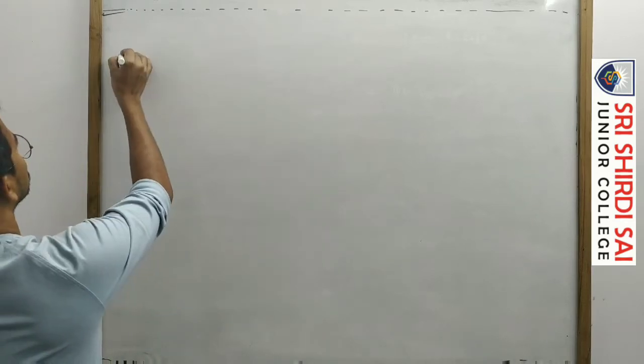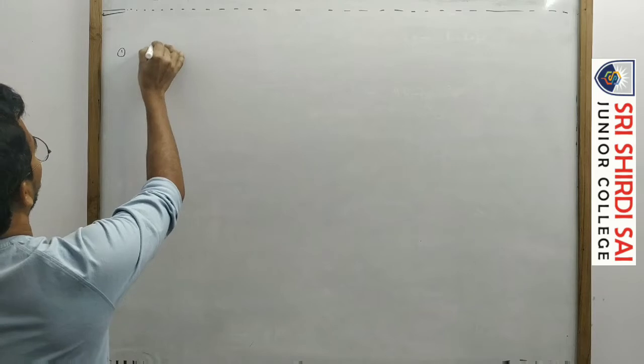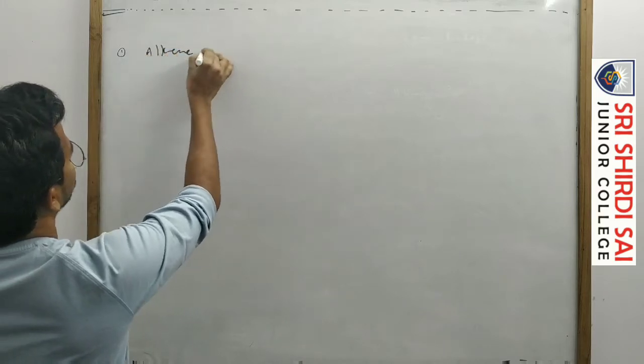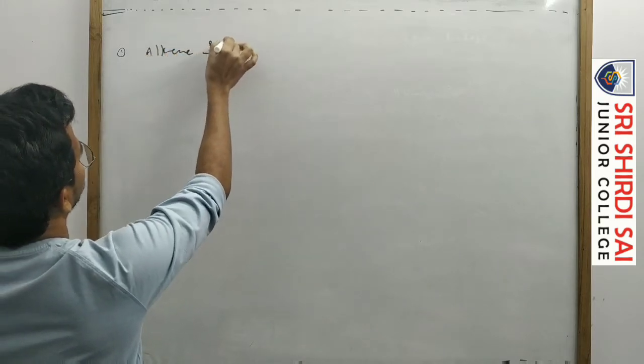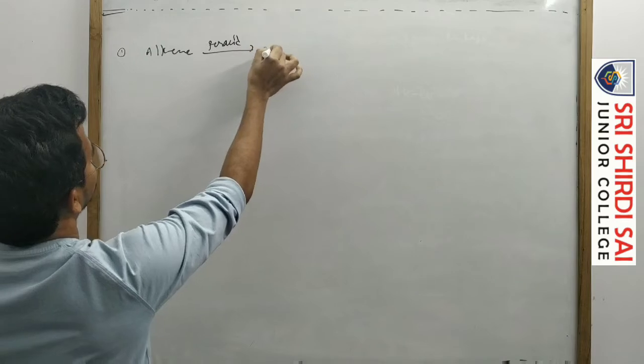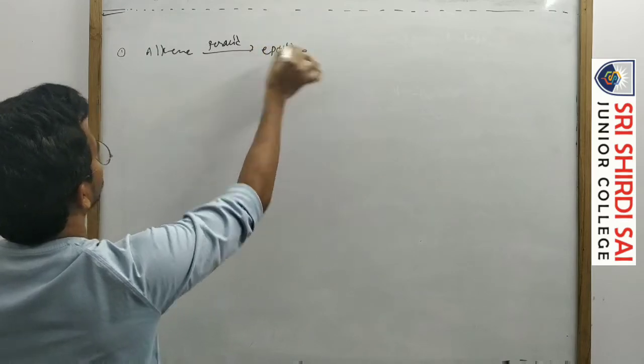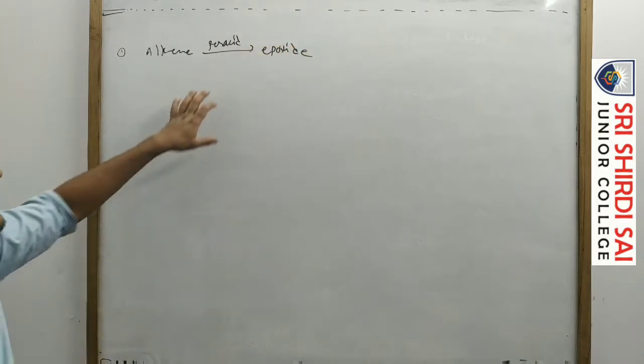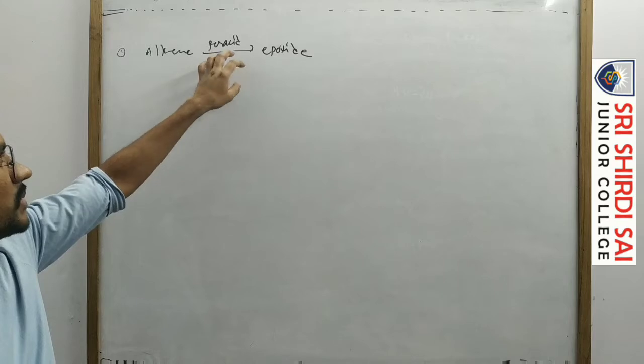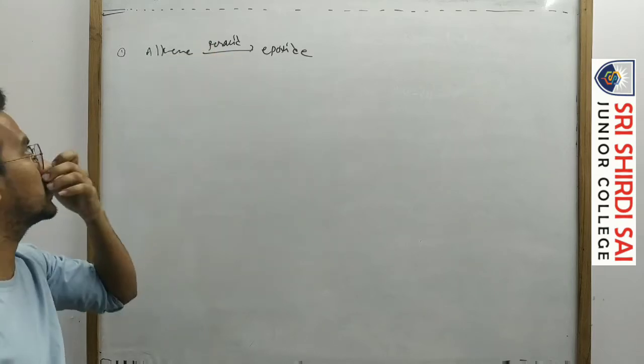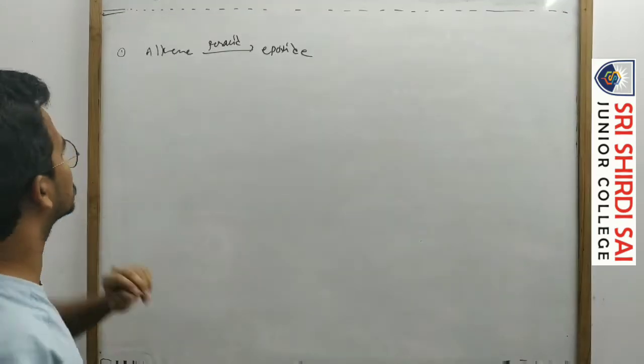So that reaction again I will not discuss. It is alkene plus peracid giving epoxide. Peracids like MCPBA, peracetic acid, perbenzoic acid, metachloroperbenzoic acid, on reaction with an alkene, will give the epoxide.